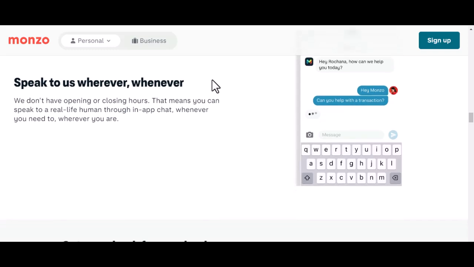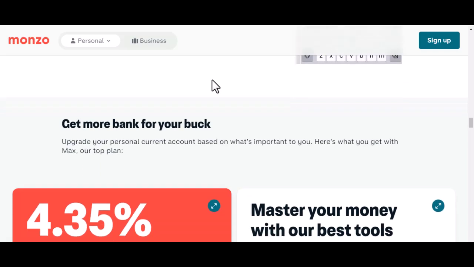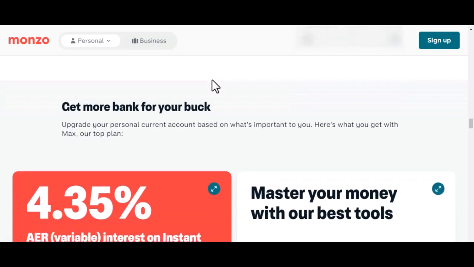Additional tips: check your internet connection. Ensure you have a stable internet connection before attempting to send money. Update your Monzo app. Outdated apps can sometimes cause issues. Make sure you have the latest version installed. Contact Monzo support. If you've tried all the above solutions and are still experiencing problems, don't hesitate to reach out to Monzo's customer support. They can provide personalized assistance and resolve any issues you may be facing.